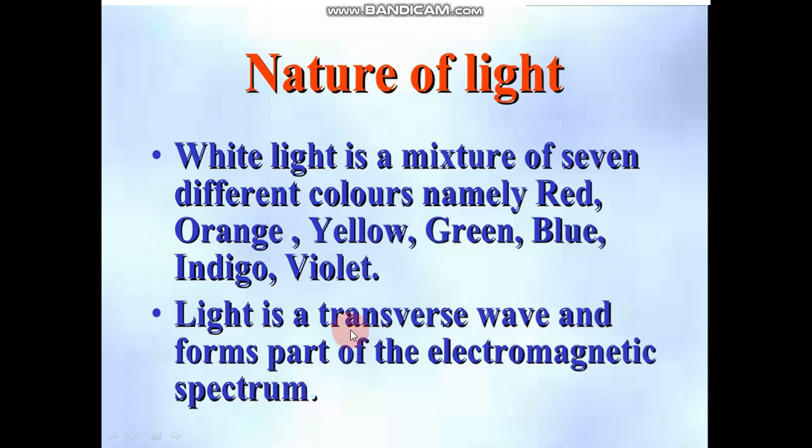Waves are of two types. One is longitudinal and the other is transverse wave, and light is a transverse wave which forms part of the electromagnetic spectrum.